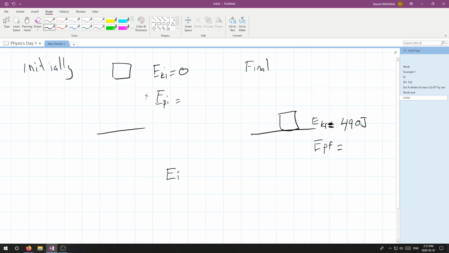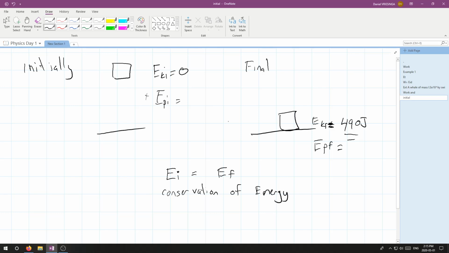We want the initial energy of our box to equal its final energy, right? This is called conservation of energy. And it says in physics, you can't create energy, you can't destroy energy. If you do an experiment, all your energy has to be accounted for. So if I start with 0 and I end up with 490, I haven't accounted for everything. So I'm adding these two terms in, an initial P and a final P as well.